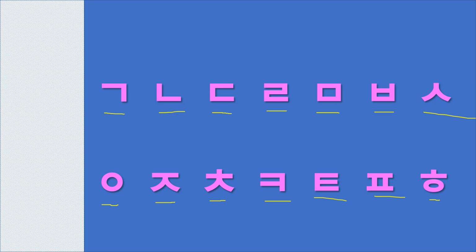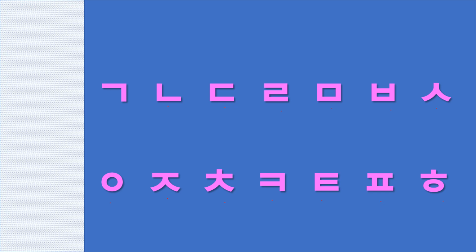Okay, next, much faster. Giyeok, nieun, digeut, rieul, mieum, bieup, siot, ieung, jieut, chieut, kieuk, tieut, pieup, hieut. Okay, it's time to speak faster, much faster, okay? Are you ready? Let's freeze. 3, 2, 1, go! Giyeok, nieun, digeut, rieul, mieum, bieup, siot, ieung, jieut, chieut, kieuk, tieut, pieup, hieut.